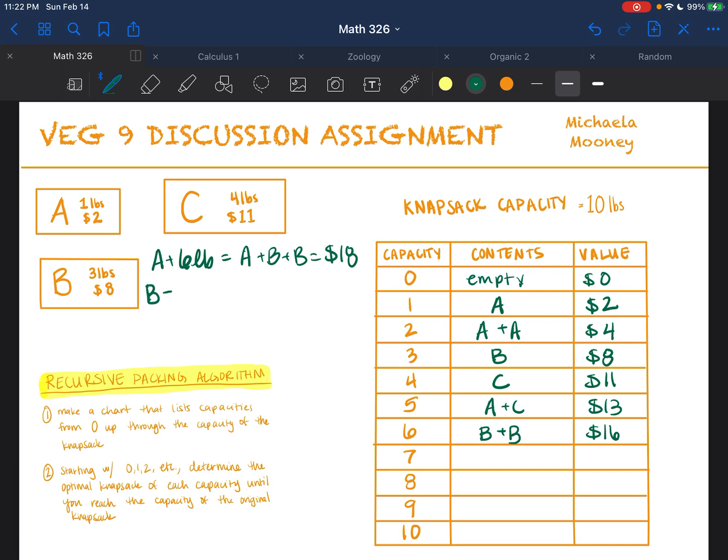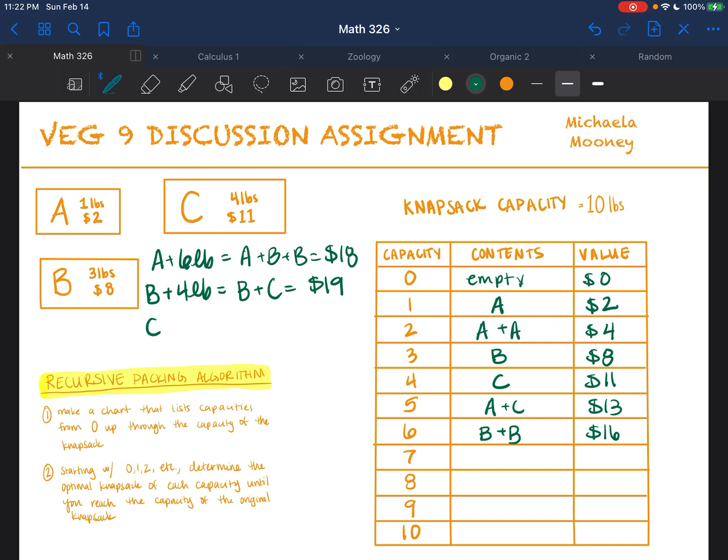After A, we look at B. B weighs 3 pounds, and we are filling out 7 pounds. So that means we have 4 pounds left to fill. So we go to our list. We look at the 4-pound optimal capacity, which we found is C, worth $11. So we do B plus C equals 11 plus 8, which is $19.